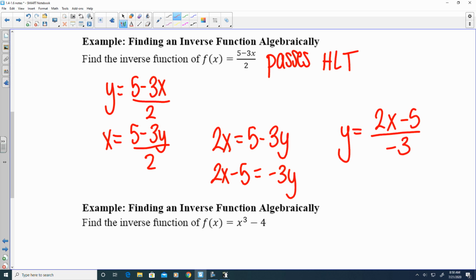So make sure that you do not leave your answer in terms of y, because it's technically not y. We just use that to help us out. This y is representing the inverse. So make sure that you do that or you can lose some points, kind of like an incorrect label.